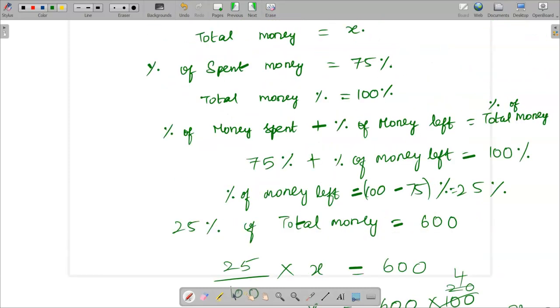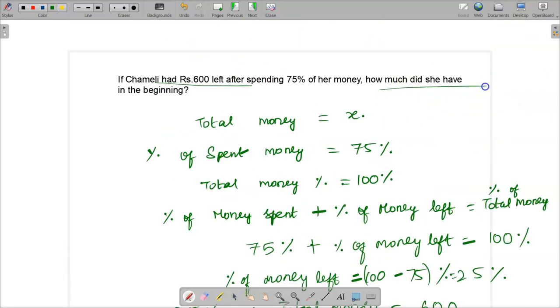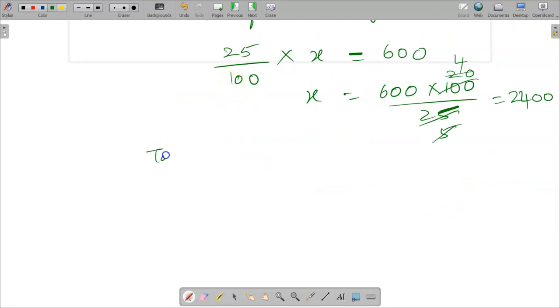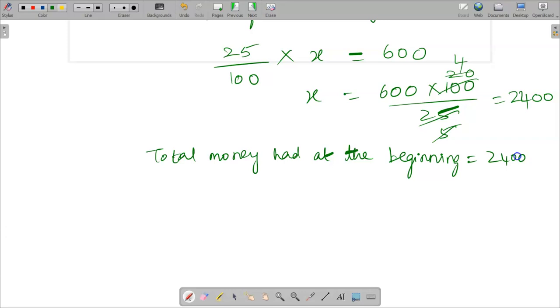So the total money, how much did she have in the beginning? The total money she had at the beginning is 2400 rupees. So 2400 rupees.